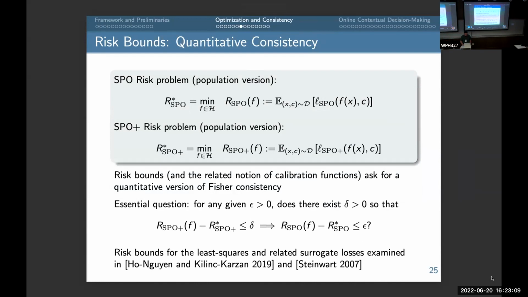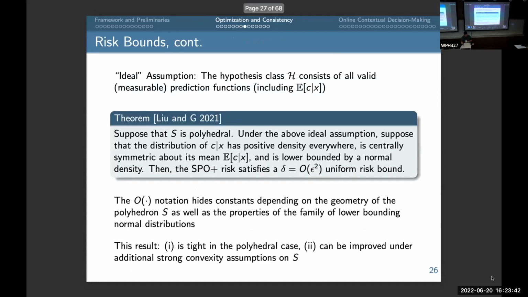does the excess SPO plus risk being small, less than or equal to delta, guarantee that the excess SPO risk, right, the difference between the SPO risk of your function f that you're estimating minus the optimal such risk, is going to be less than or equal to some epsilon, right? And so this is the question of a risk bound, which is a quantitative version of consistency. And risk bounds like this have been established for least squares and related surrogate losses in these works. So we show such bounds for SPO plus.